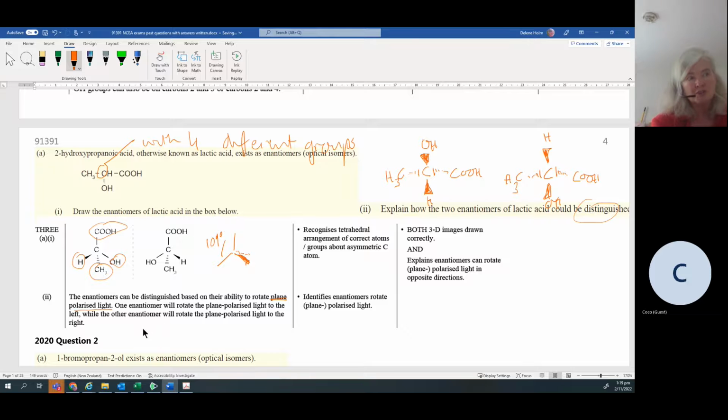One will rotate it to the left and the other will rotate it to the right. And I would say you should say, by the same amount. So one will rotate it, say, to the left by 10 degrees and the other one will rotate it to the right by 10 degrees. So that is, to me, an easy merit level question, because you just have to look for the carbon that has got 4 different groups on it, and then draw the diagram, and you just can learn this bit off by heart. You know, polarimeter, plain polarized light, rotates to the left and rotates to the right by the same amount. Learn those key phrases.